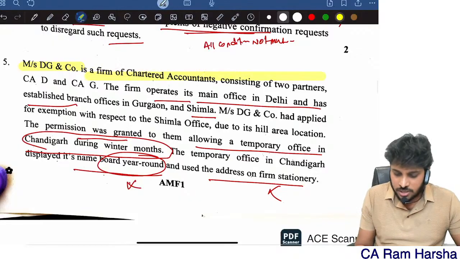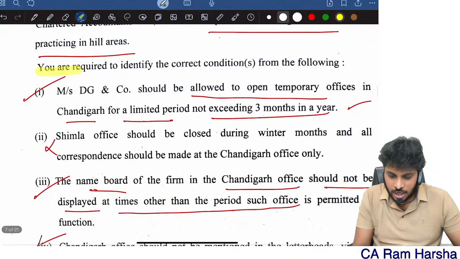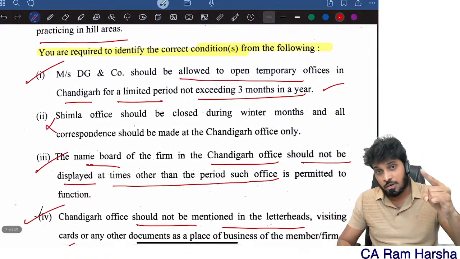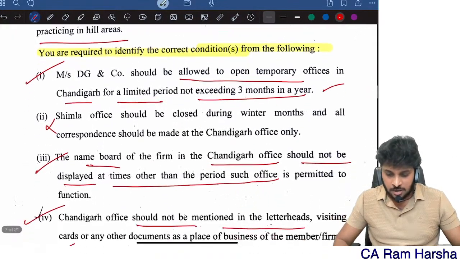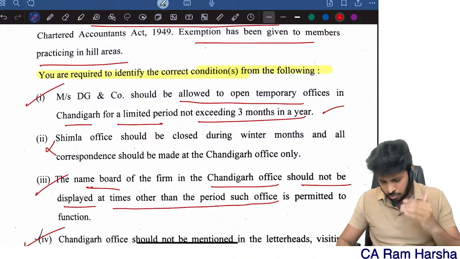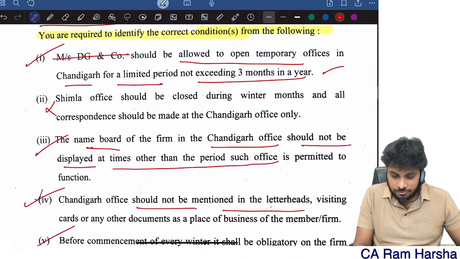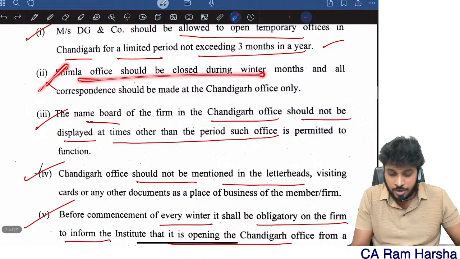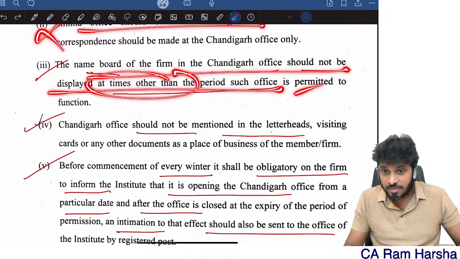Miss DG and Co is a firm. I'm not looking at the question directly. You are required to identify correct conditions from the following. This is regarding opening of a branch office in a plain area. For a member who is practicing in a hill area, he can open a temporary office at some other place, right? So the firm is allowed to open for a period not exceeding 3 months. Similar office should be closed. That's wrong. The name board of the firm should not be displayed at other times other than permission time.